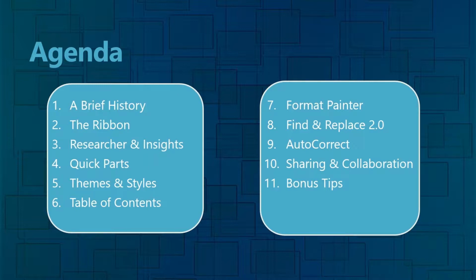So we're going to cover the ribbon and how to customize it. We're going to talk about Researcher and Insights. We're going to go into how to set and use quick parts. We're going to take a look at the themes and styles, show how to create a table of contents automatically. We're going to explore Format Painter, show how to use the updated version of Find and Replace. We'll show you how to customize autocorrect, get into a little bit of sharing and collaboration, and then I've got a few bonus tips for you as well.